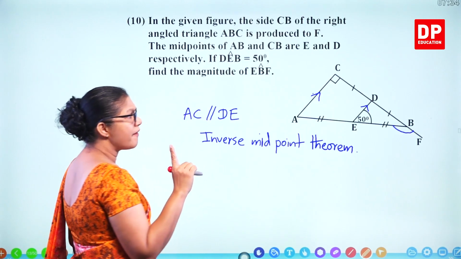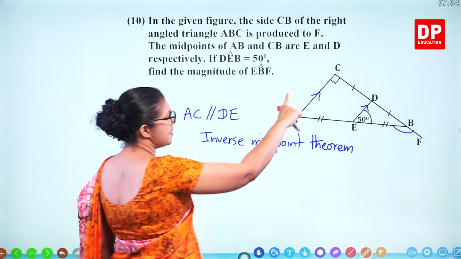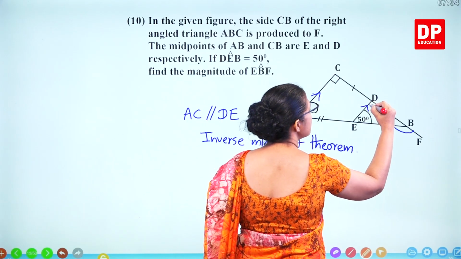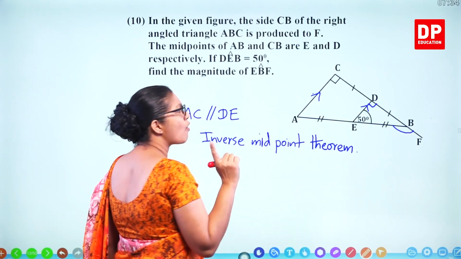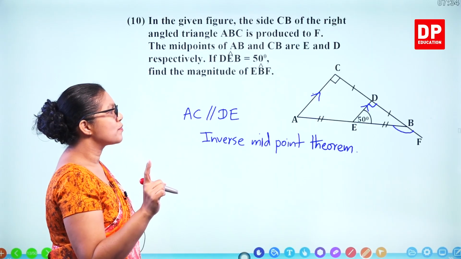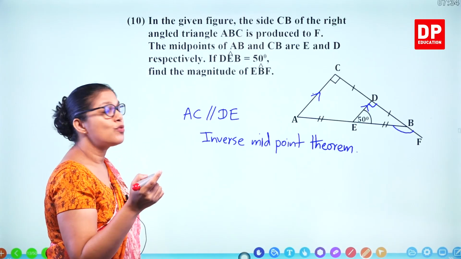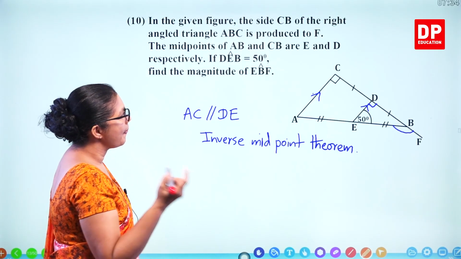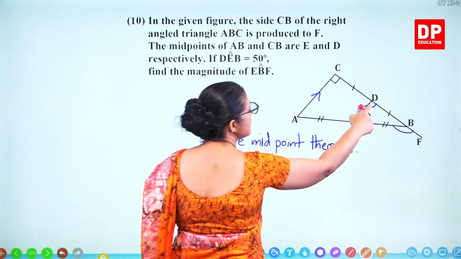Now if it's parallel, if this is 90 degrees, this is 90. So why? Those are corresponding angles. Corresponding angles are equal when the two lines are parallel. So you can get this is 90.